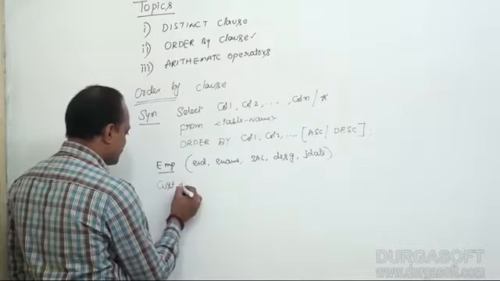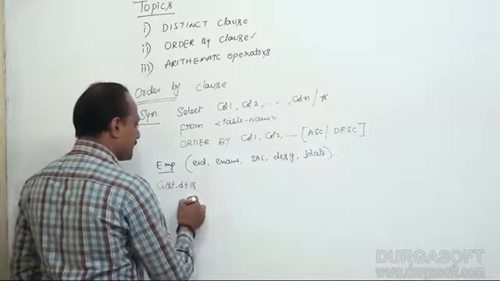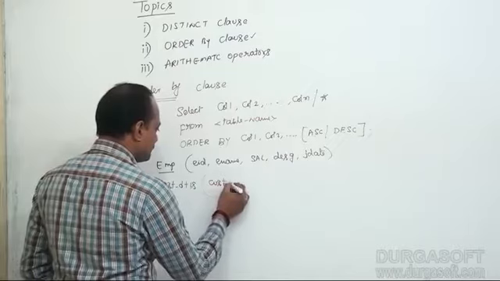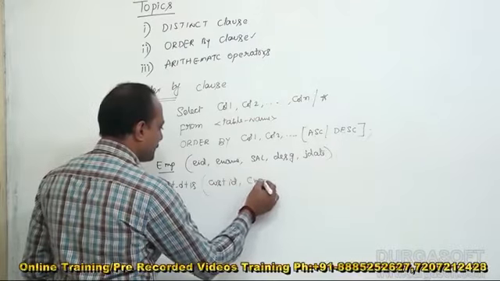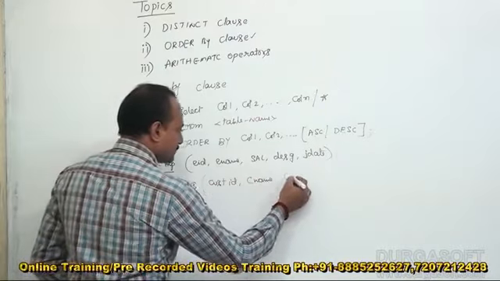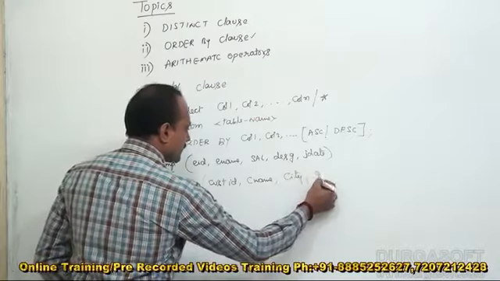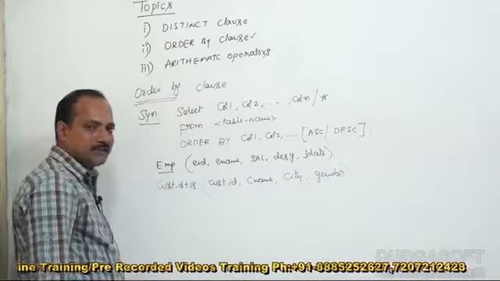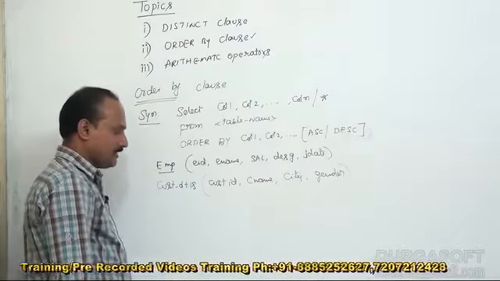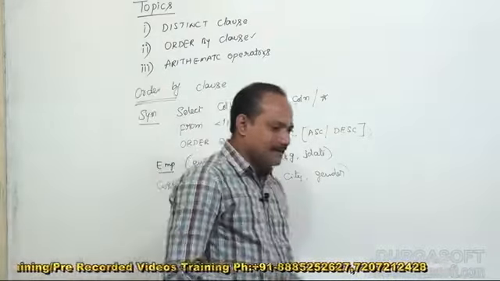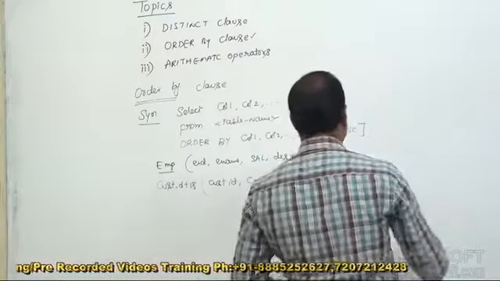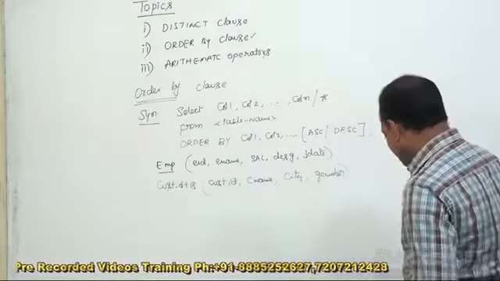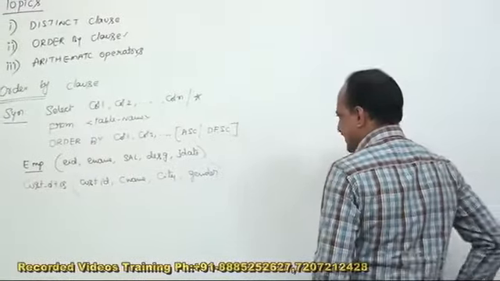Let me take customer details. Here customer ID, customer name, customer city, customer gender. These are the table names and column names. Now how can I see table data in an order? How can I see a particular column data in an order?